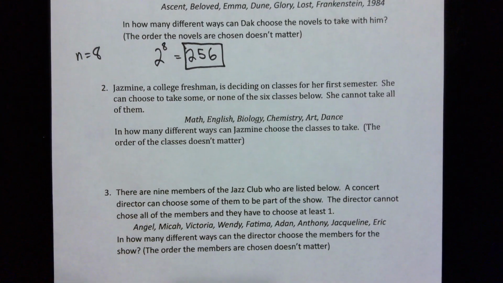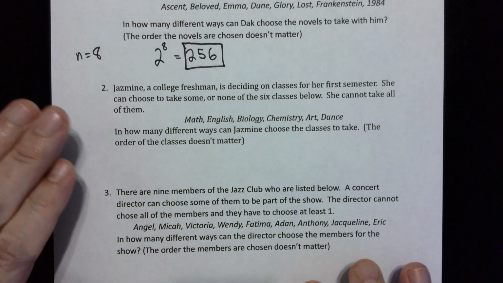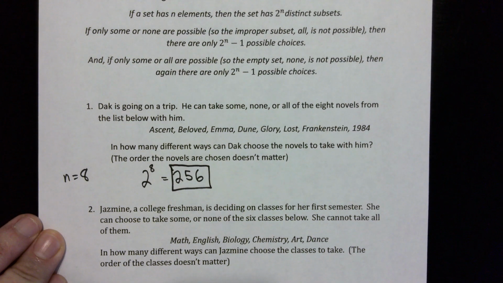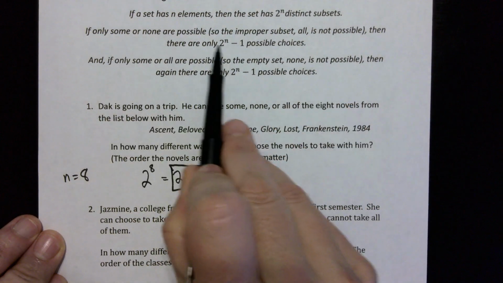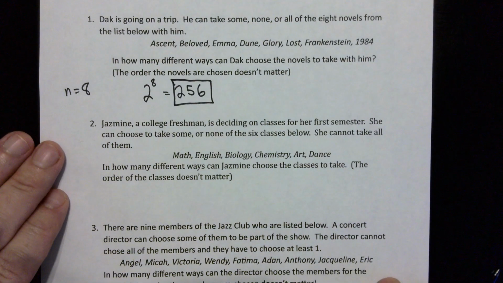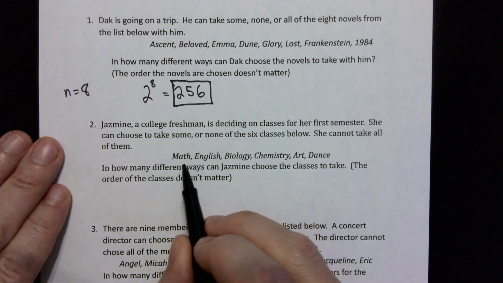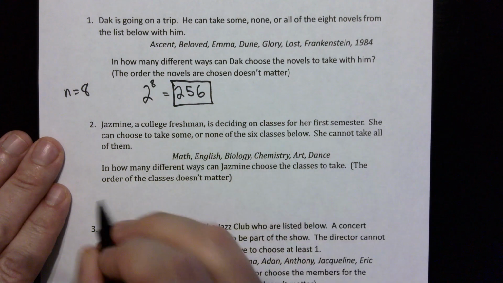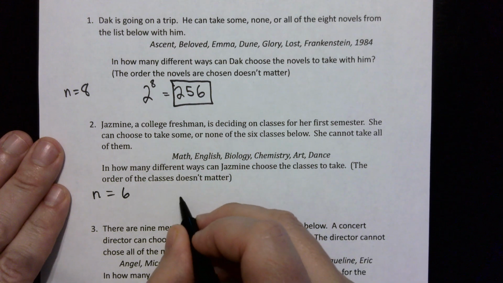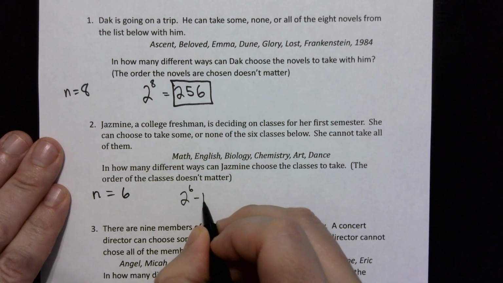Okay, number 2. Jasmine, a college freshman, is deciding on classes for her first semester. She can choose to take some or none of the 6 classes below. She cannot take all of them. Before we figure out this problem, which case is this? Some or none are possible, but she cannot take all. That's the second case. So we do 2 to the power of n, and then subtract 1 from that answer. We've got 1, 2, 3, 4, 5, 6, so n is equal to 6. That's how many elements are in the set. So we're going to do 2 to the 6 minus 1.